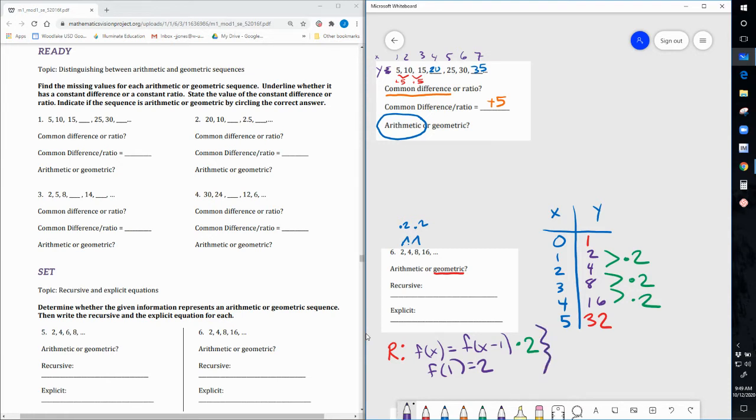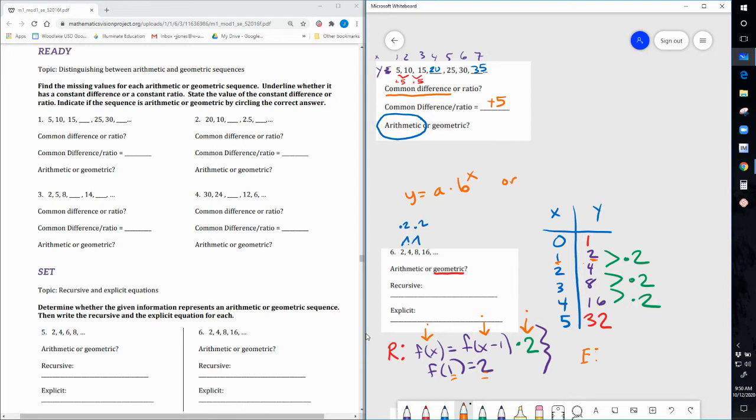I always forget to define a point, but basically it's just saying, give me a point on the table that you know for sure is true. So I know the answer to the first term is 2, because that's right here. My first term is 2. Remember, this is current term. Write that down if you don't know. Previous term, common ratio. Okay, current term, previous term, common ratio. All right, there's the recursive equation. The explicit equation we know is in the form a times b to the x.